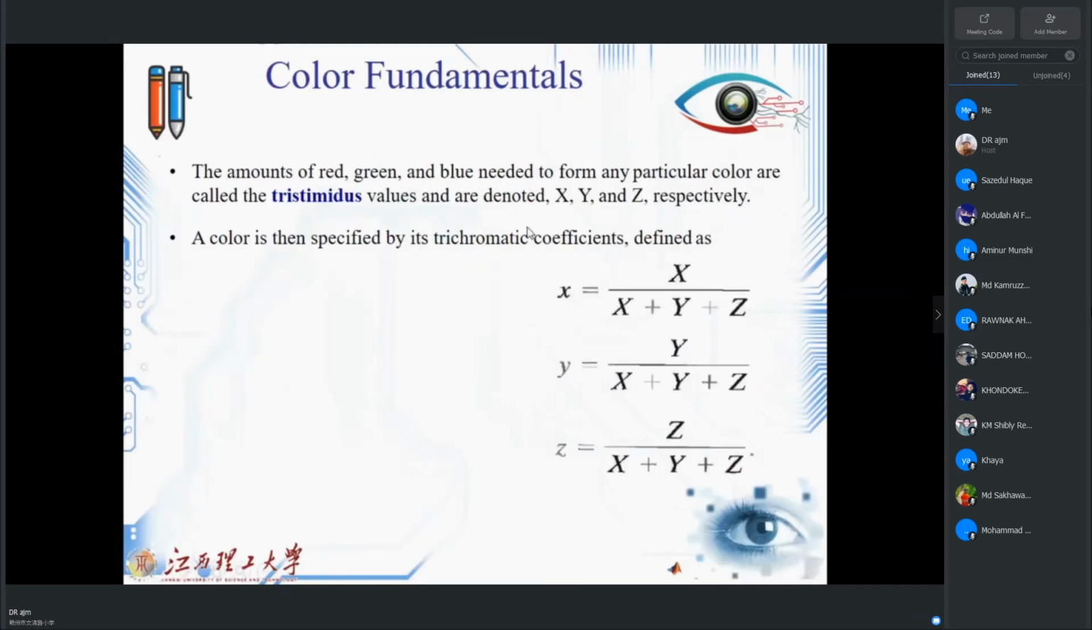Then the amount of the red, green, and blue needed to form any particular color. We call these tristimulus values, which are denoted X, Y, and Z. And if we want to formulate these, we can define them as X divided by X plus Y plus Z, and likewise for Y and Z, as we will show here.